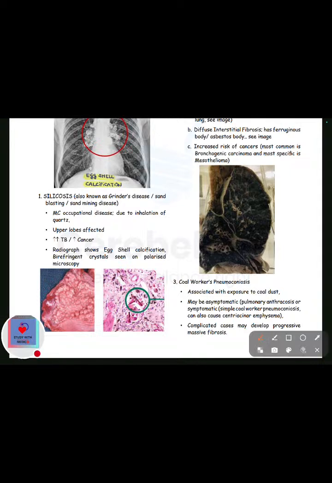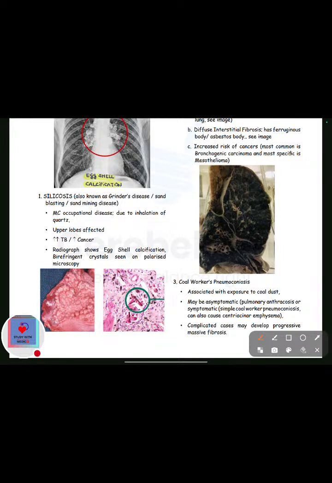Silicosis is also known as Grinder's disease, sand blasting disease, or sand mining disease. It is related to sand, okay?